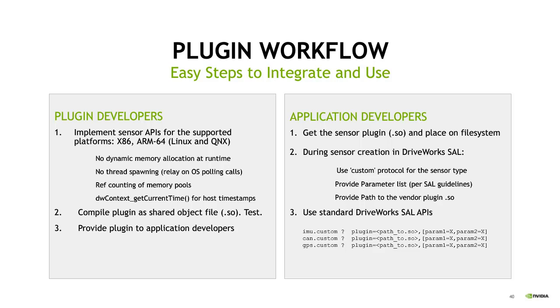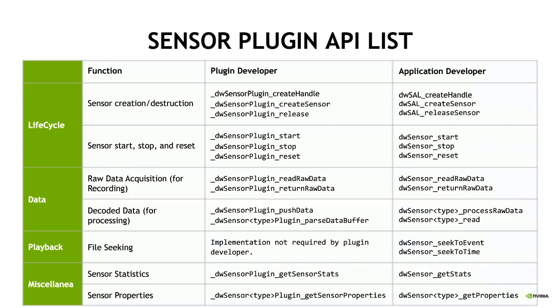These are the required APIs to successfully integrate a sensor into SAL. Most of these APIs are common across all sensors, like the lifecycle and playback. The data APIs, however, will be specialized to the sensor because of the sensor type-specific data structures. The plugin developer would implement these APIs in the plugin developer column and provide the shared object library file, and the application developer will consume the data using the APIs in the rightmost column.